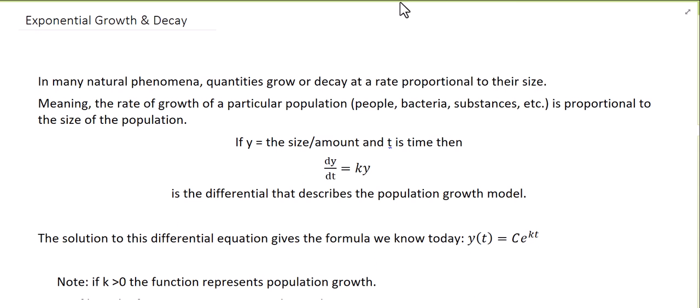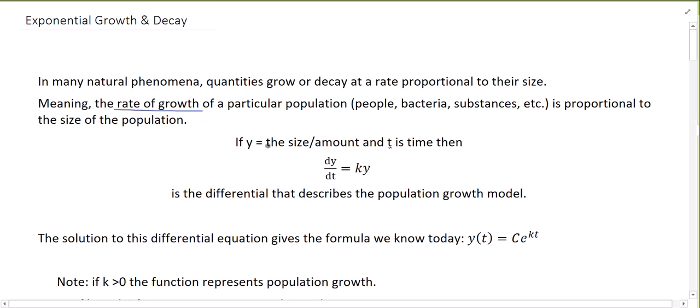Hey everyone, in this video we're going to go over exponential growth and decay. Exponential growth and decay occurs in many natural phenomena. Quantities grow or decay at a rate that is proportional to their population size. Meaning the rate of growth of a particular population is proportional to the size of the population. So rate of growth, that's the derivative.